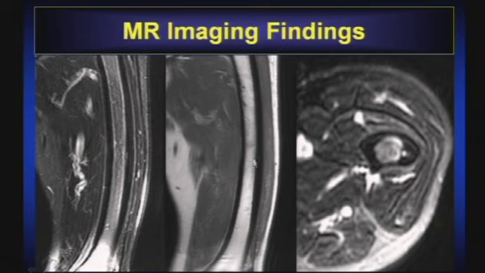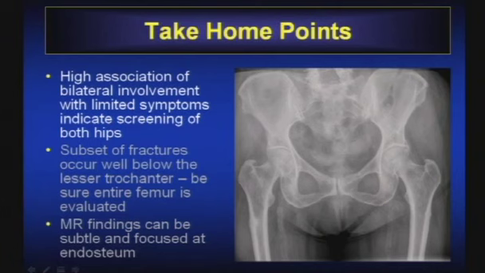So subtle, the endosteal irregularity. And then when we look at the axial cross-section, you're seeing, again, this endosteal high signal intensity, and this is in the region of a nutrient foramen, okay? But endosteal change predominates initially, so be careful to read that closely when you're looking at the MR images.